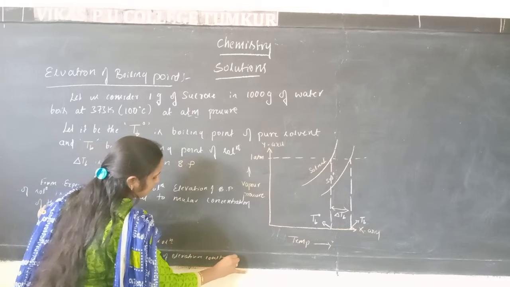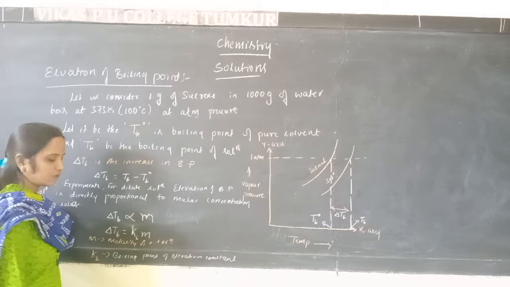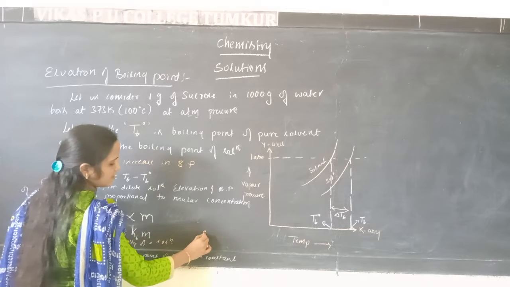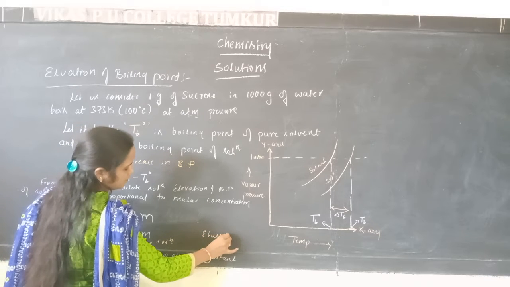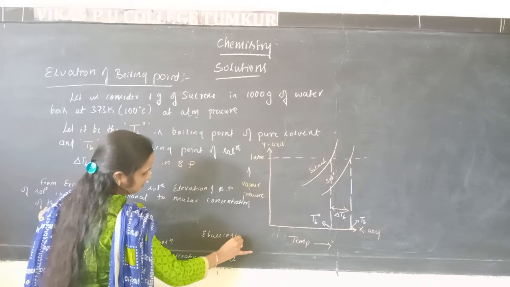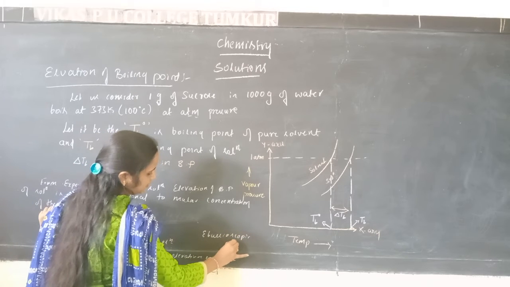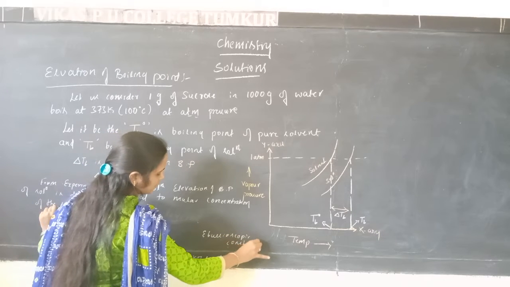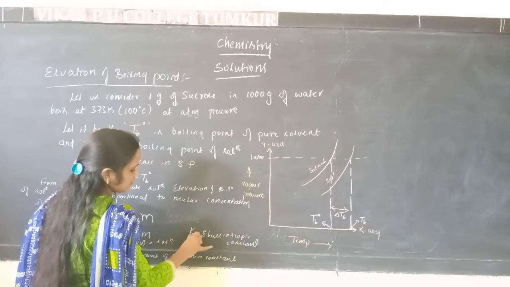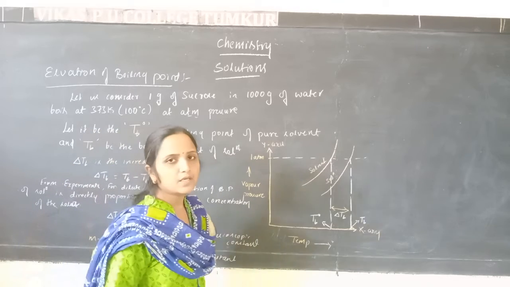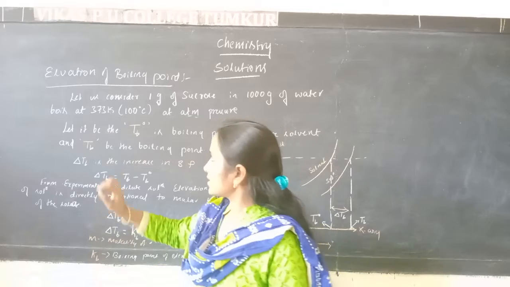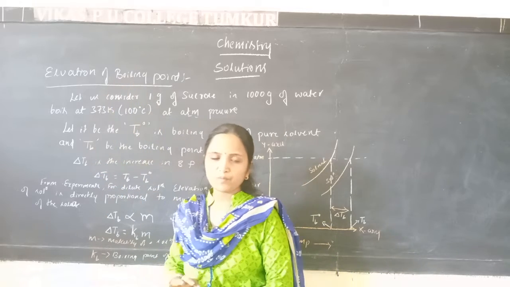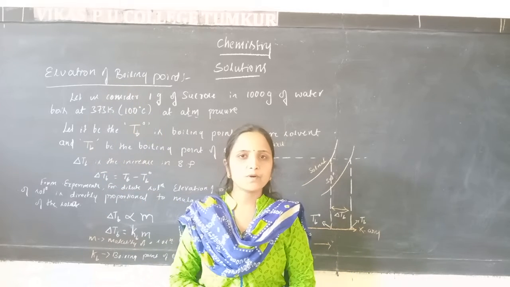This is a constant value, otherwise called the ebullioscopic constant. KB is nothing but the ebullioscopic constant. Once again I will explain, that elevation of boiling point is one of the colligative properties.